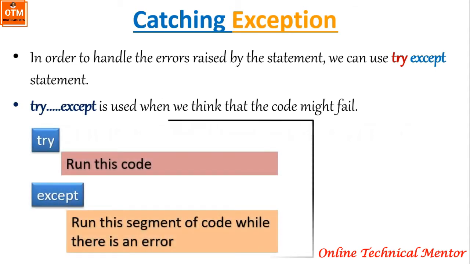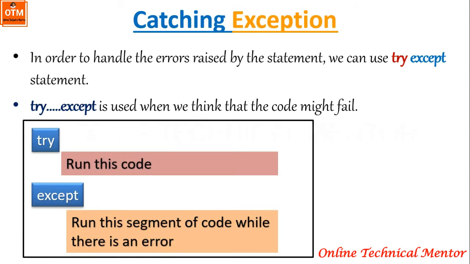Look, this is the structure of try except. The suspicious code which may raise an exception must be written under the try block. And if the code under the try block raises some exception, the control will move to the except block. So run this segment of code when there is an error. Whenever the try block encounters some error, the control will move to the except block. If there is no error or exception within the try block, the except block will not execute. So this except block will simply be bypassed.